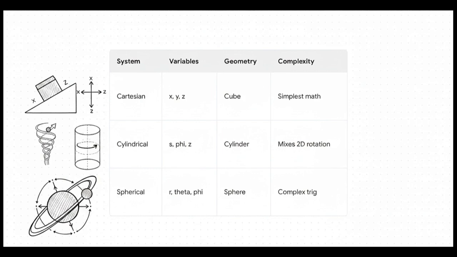If your problem is a box sliding down a straight ramp, you use Cartesian. All linear variables, super simple. If your problem has axial symmetry, like a bead sliding up a twisting wire, you use cylindrical. It mixes linear height with a 2D spin. But if your problem features point symmetry, like forces radiating from a center, such as a planet's gravity, you absolutely must embrace the complex trigonometry of spherical coordinates.